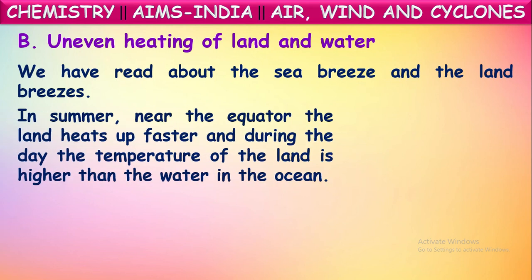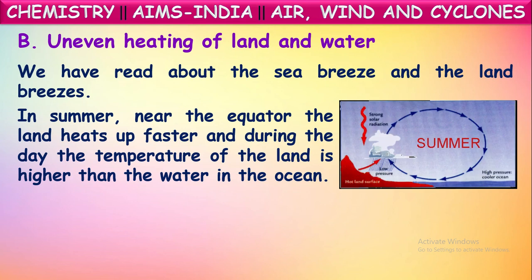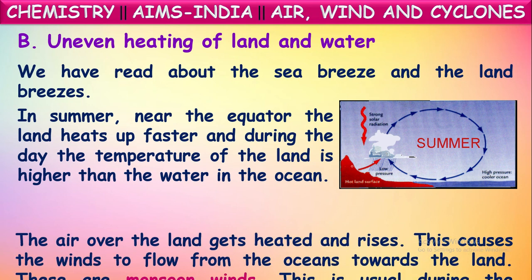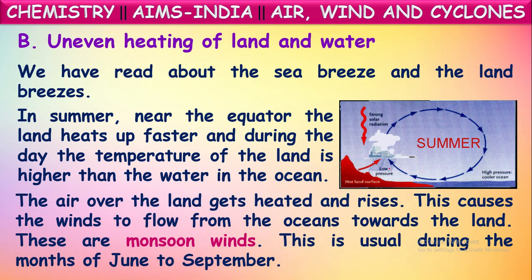Now, in summer, near the equator, the land heats up faster, and during the day, the temperature of the land is higher than the water in the ocean, isn't it? We know land heats up faster than the water. So in the summer season, in the daytime, this becomes hotter. Now the air over the land gets heated and rises up. It goes up. This causes the winds to flow from oceans towards the land. So in this way, cool air comes to the lands. These are called monsoon winds.